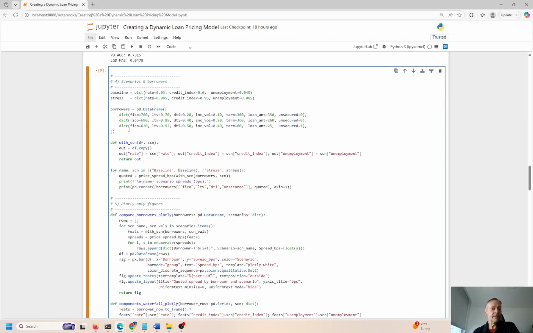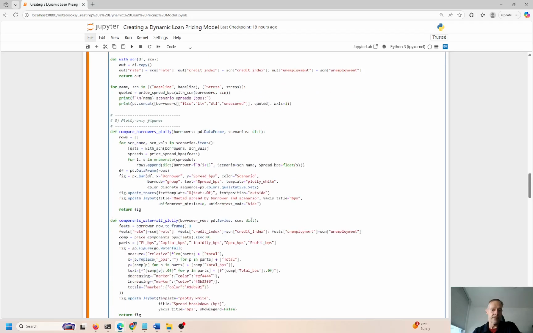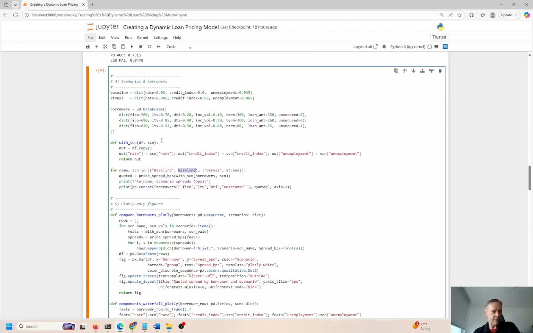So let's move on here. We have borrowers, and we have a baseline and a stress scenario. You'll see that down here. So stress is, where is that in the loop? Stress is stress and baseline is baseline. Basically, we're creating a couple loops here. This is a UDF, user-defined function, and we're going to loop through two items here. So the name and then the scenario in baseline and stress test customers.